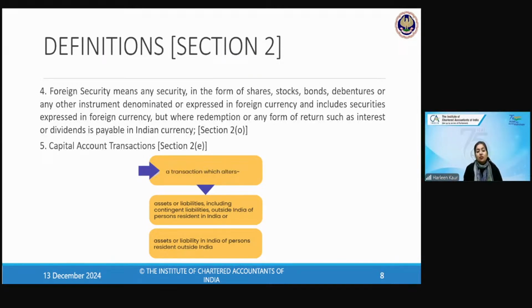So a capital transaction is a transaction which alters. What is the meaning of alter? Alter means to change, where you're changing any assets or liabilities, including contingent liabilities, outside India of a person resident in India. Since you have not yet understood the definition of person resident outside India and inside India, there might be confusion. As of now, simply remember your assets are lying outside India. You have taken certain assets in Dubai. Now, either you are selling those assets or any liabilities are to be incurred. That is your capital account transaction.